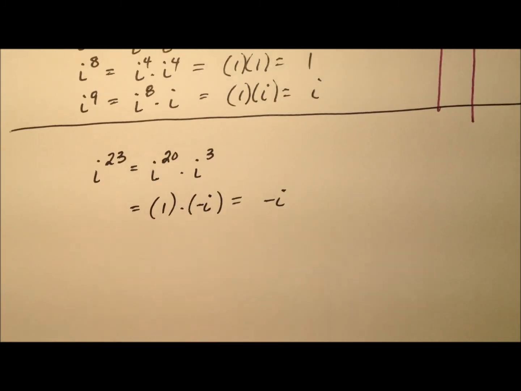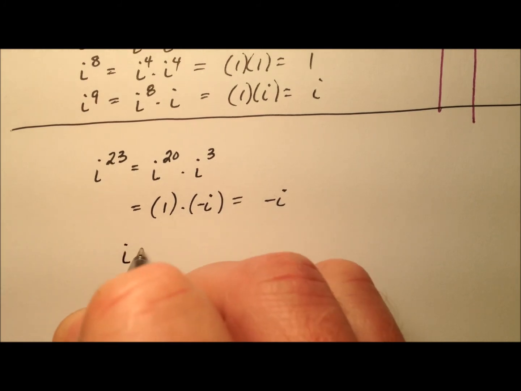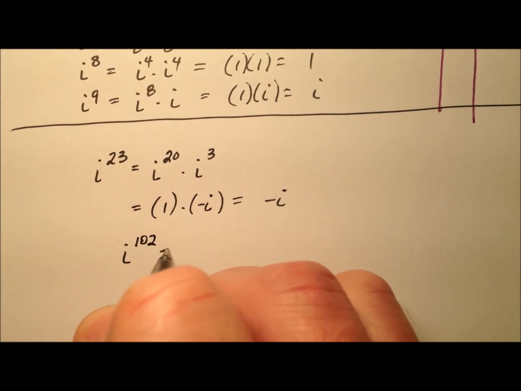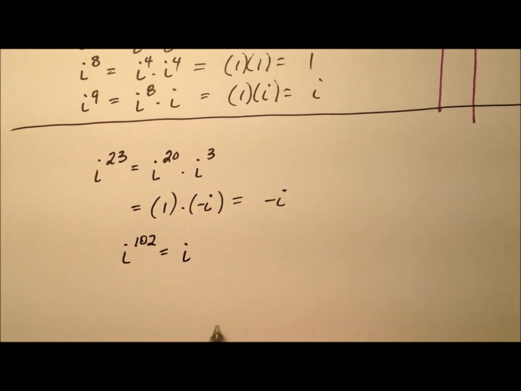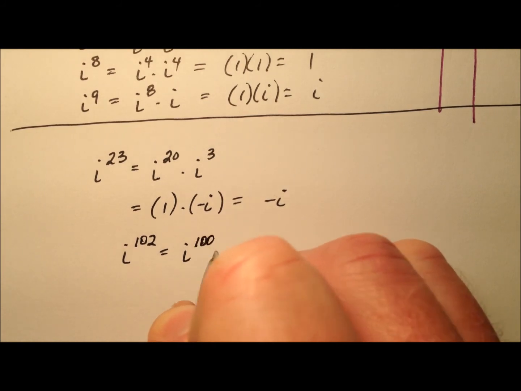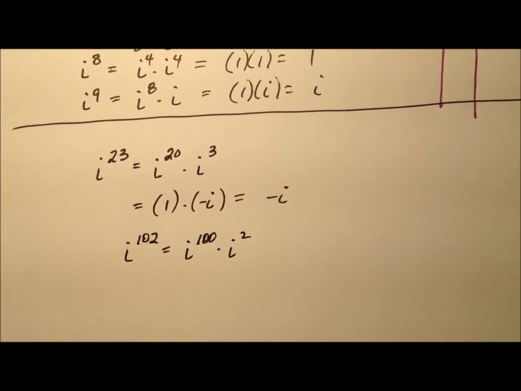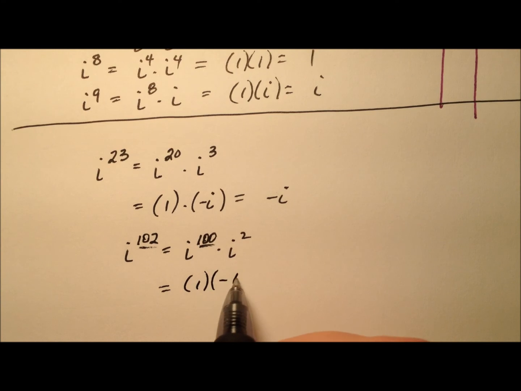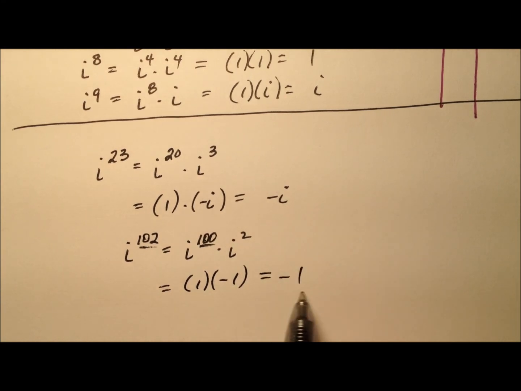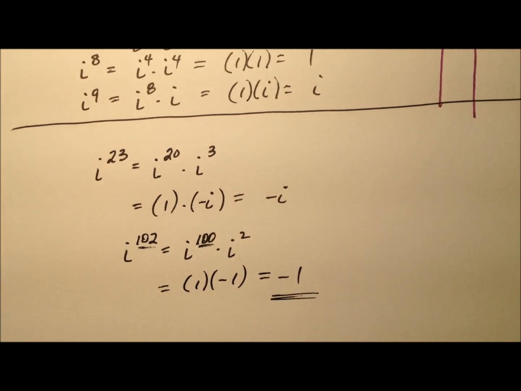So I could do this with any power of i. So let's even take i to the power of 102. I can decompose that into i to the power of 100 times i squared, because 100 plus 2 makes 102. And I used 100 because that's a multiple of 4 that's just under 102. So of course that's positive 1 times negative 1, so negative 1.